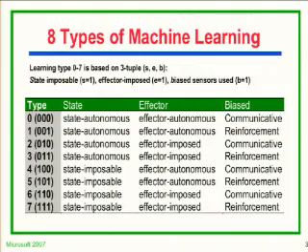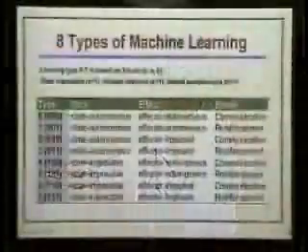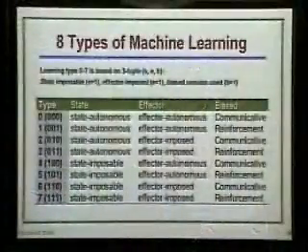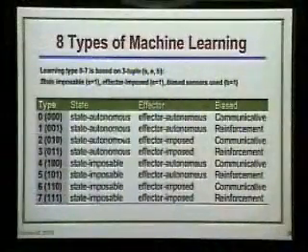Using these three components put together, you end up with 3 bits of binary, so you have 8 types. Traditional learning uses state-imposable. Why? Because the state is hand-designed. But if state means internal representation, this is interchangeable. State really means internal representation.